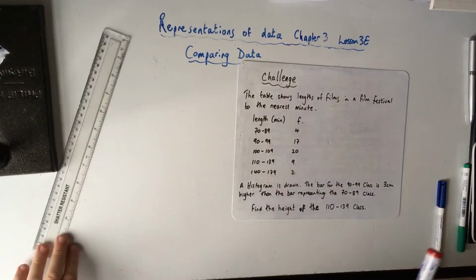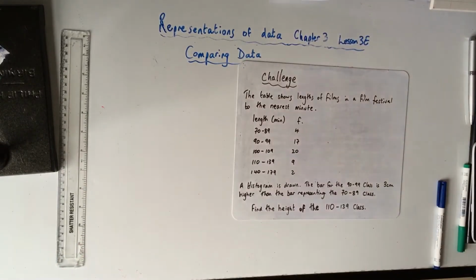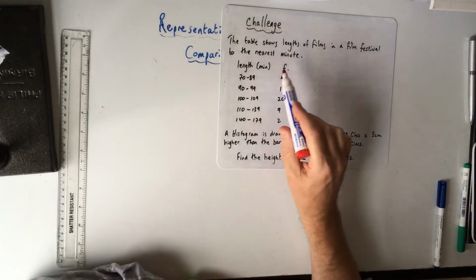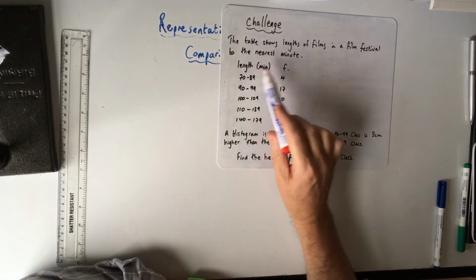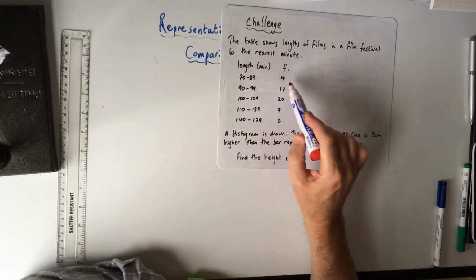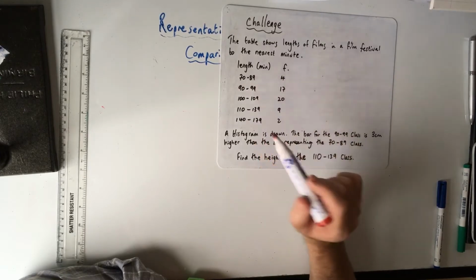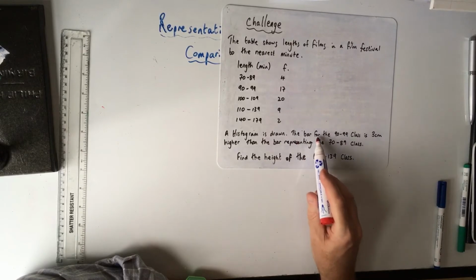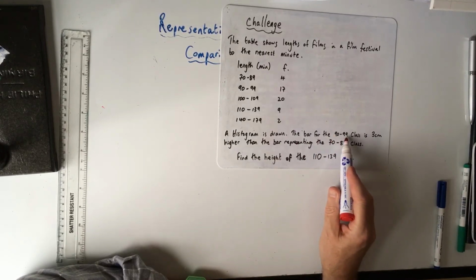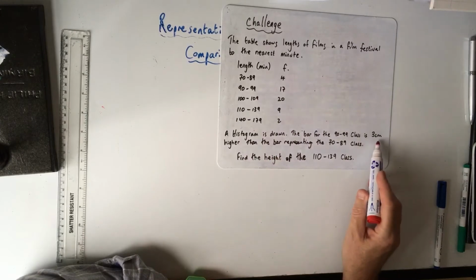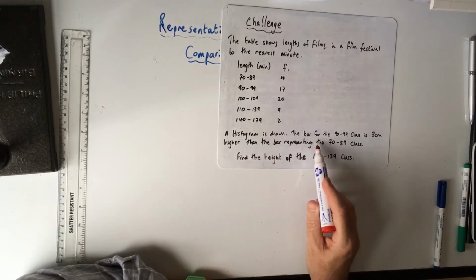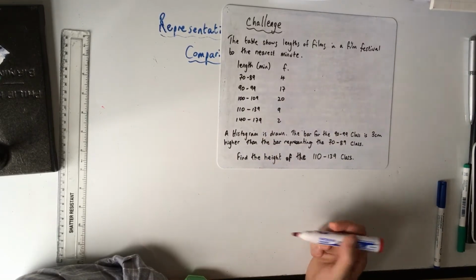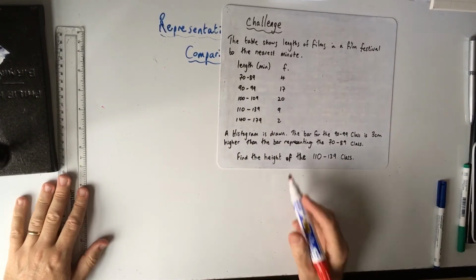But here it is. The table shows the lengths of films in a film festival to the nearest minute. So they've been rounded off to the nearest minute. So 4 films are between 70 and 89 minutes long. A histogram is drawn. The bar for the 90 to 99 group is 3 centimetres higher than the bar representing the 70 to 89 class. Alright, so let's do this then.